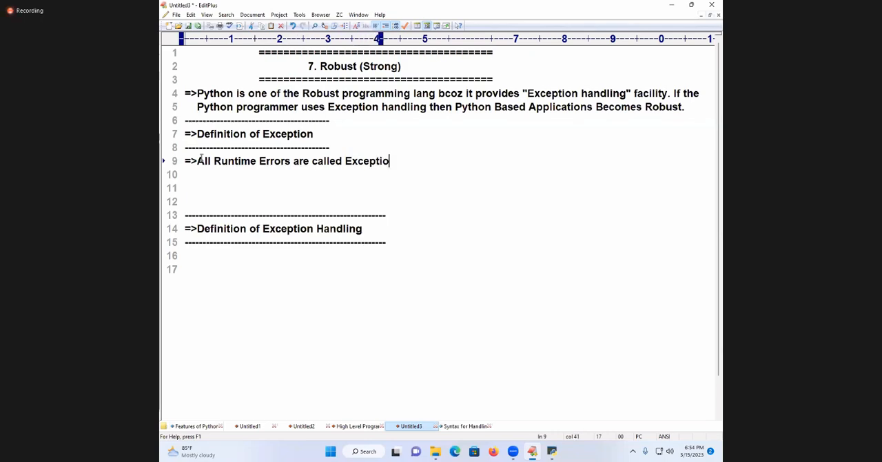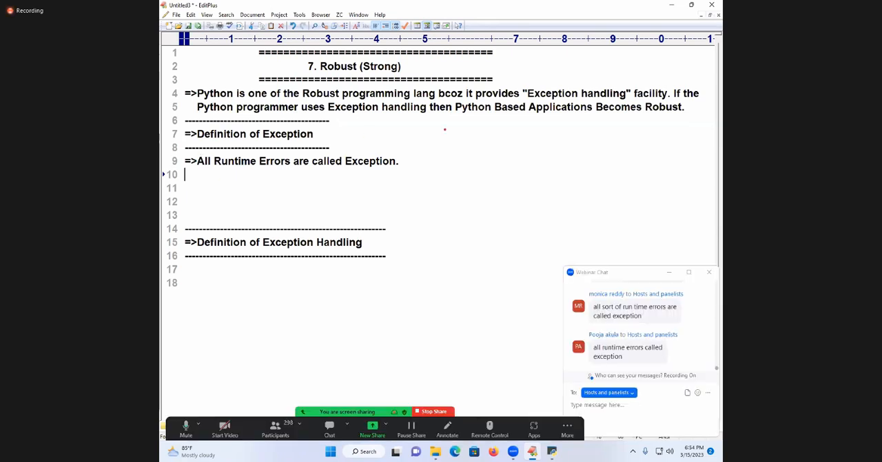All runtime errors are called exception. Actually, errors are of how many types? 3 types. One is compile time errors, logical errors, runtime errors. But our source will say the compile time errors, runtime errors. But actually, logical error is also there. Logical errors will come when you are not writing the logic properly.